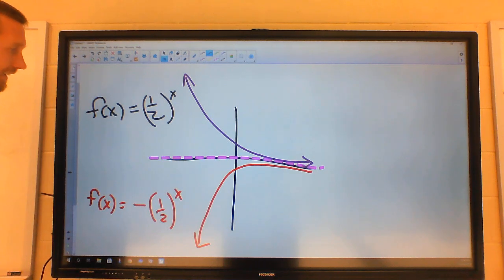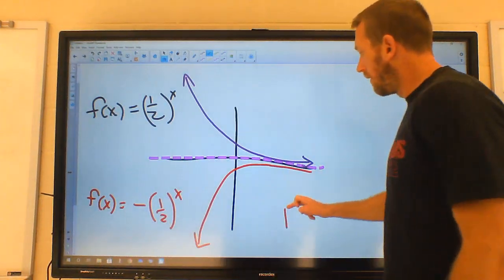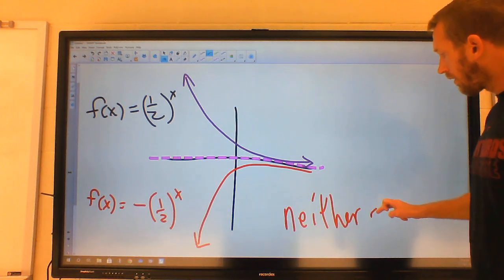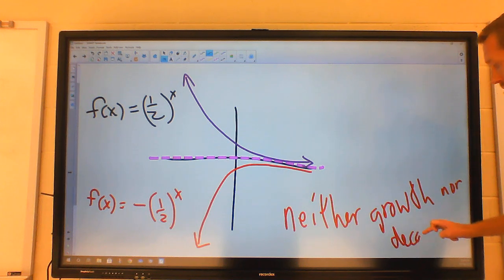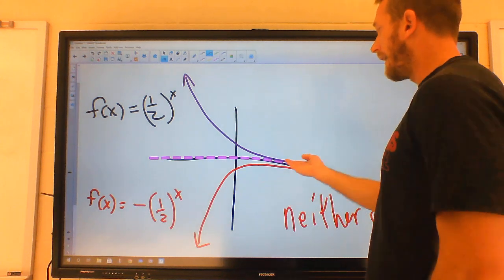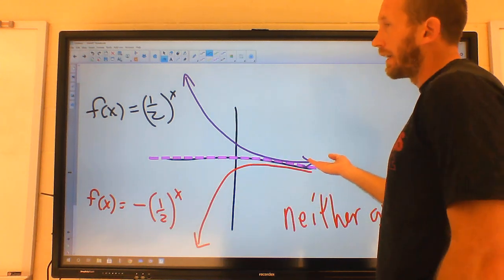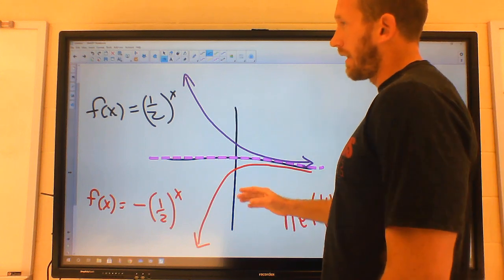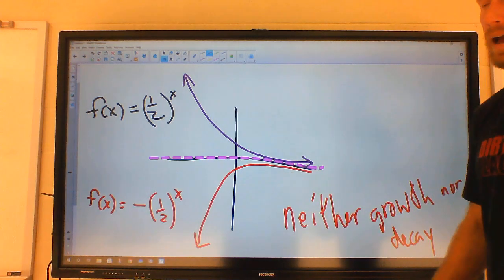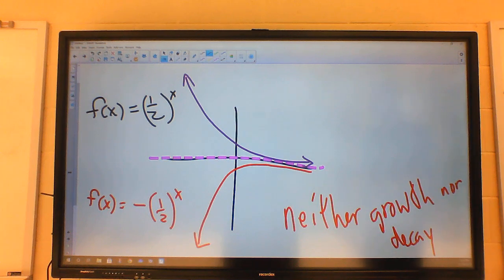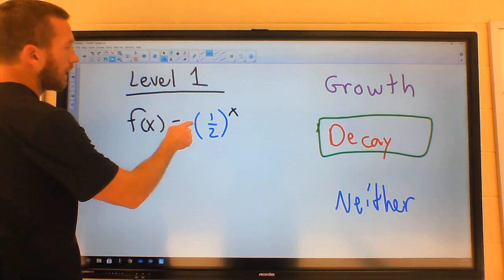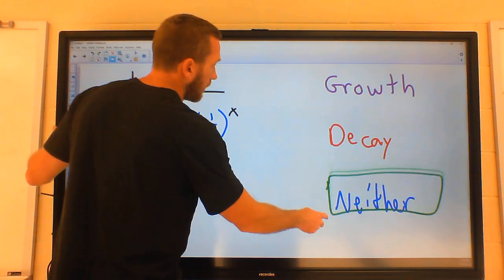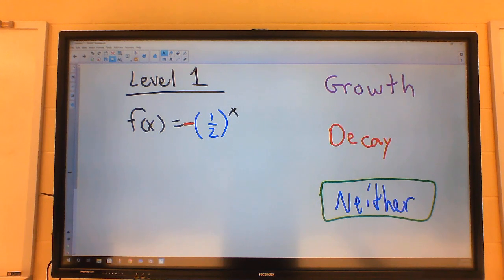All right? And this type of problem is neither growth nor decay. We don't call it true growth or true decay. I realize that it is decaying into the asymptote over time, but it's actually increasing into that decay distance. So it's got like a negative decay to it. So we don't even call it that. We call this neither growth nor true decay. Okay? And we attain that strictly by having a negative in front of our base. So what would have been decay is now a neither function.